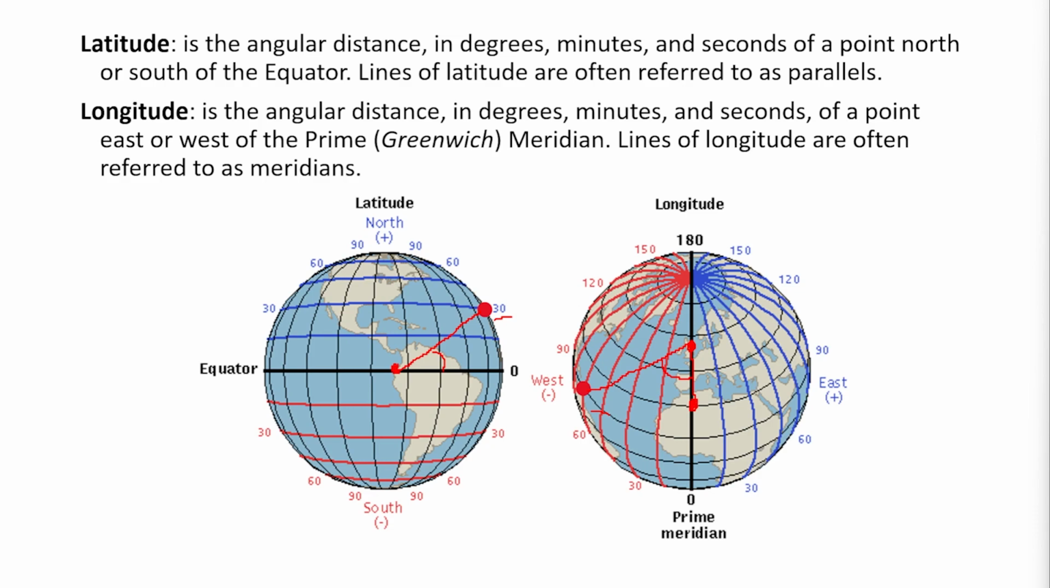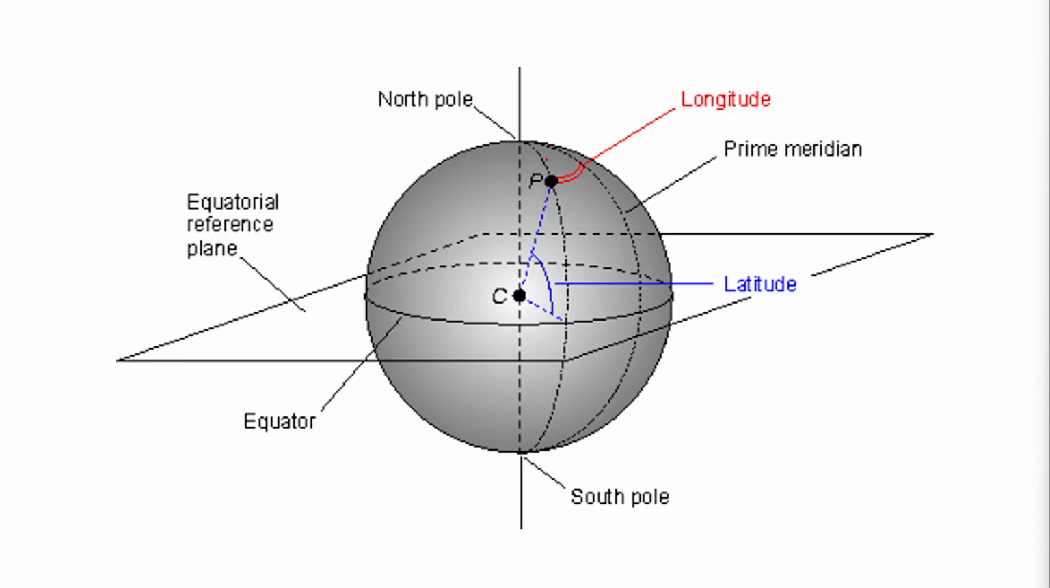To give you a little more context and show how these two fit together, we're trying to find the latitude and longitude of point P. We can use that center point again, point C, as we have circled here. We can derive the latitude by taking the angle between the equatorial reference plane and point P. We can also take the angle between the prime meridian and whatever meridian P intersects. Latitude and longitude work together to give you an exact point.